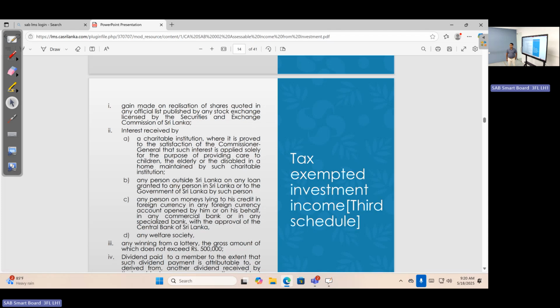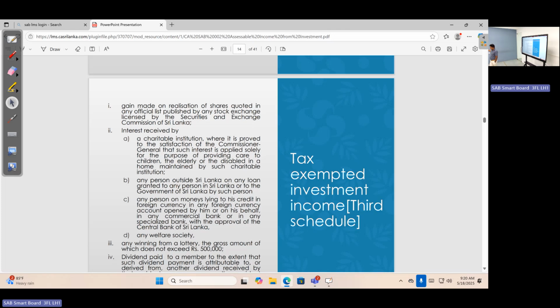Right? Any person. So having, say, an RFC and NRFC account. RFC stands for resident foreign currency, NRFC non-resident foreign currency. The resident person can open a foreign currency account.